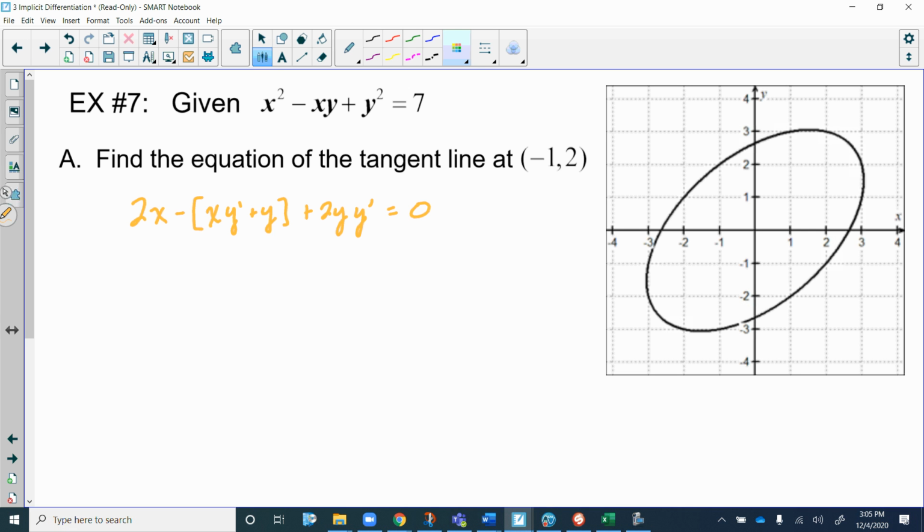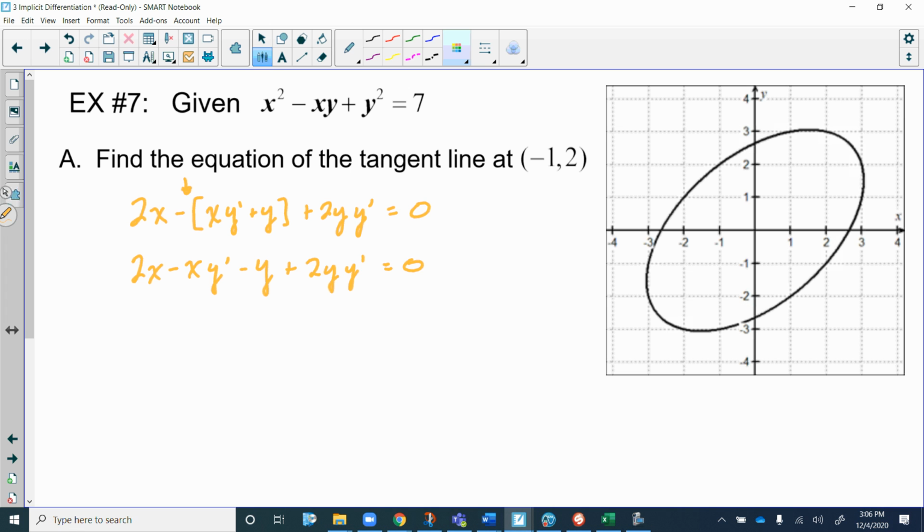Now, this is probably where, if you make a mistake, it's going to be: neglecting the negative sign there. The negative is going to be applied to the entire product rule derivative. So let's go ahead and distribute that, because we're going to have to do it anyway to get y prime by itself. So here I'm going to say 2x minus x times y prime minus 1y plus 2y times y prime is equal to 0.